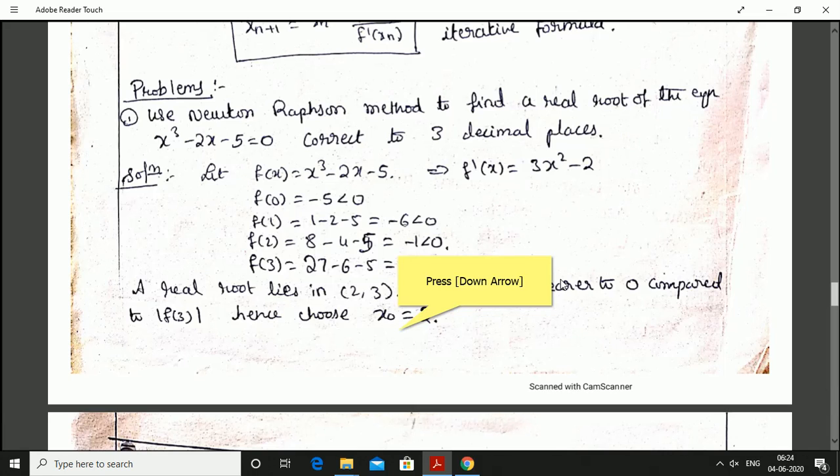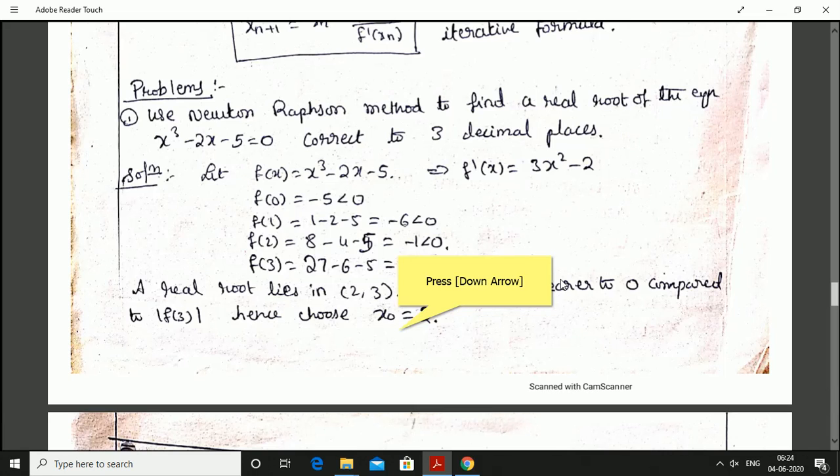Here the given equation is x cube minus 2x minus 5. So the corresponding function is f of x is equal to x cube minus 2x minus 5. I'll differentiate that with respect to x. F dash x is equal to x cube differentiation is 3x square, minus 2x differentiation is minus 2, minus 5 differentiation is 0. F dash of x is equal to 3x square minus 2. Now we need to identify the initial approximation to the root.